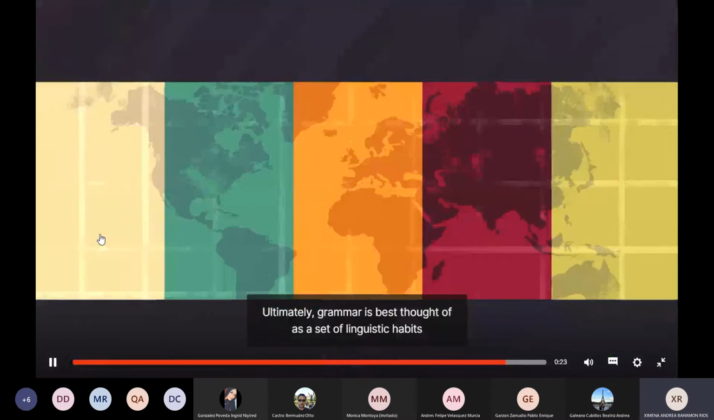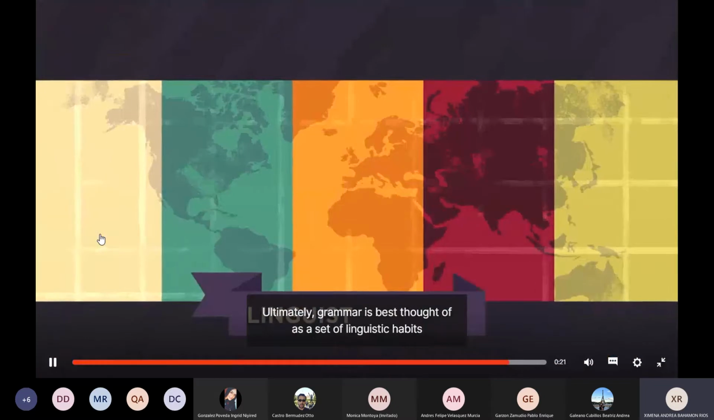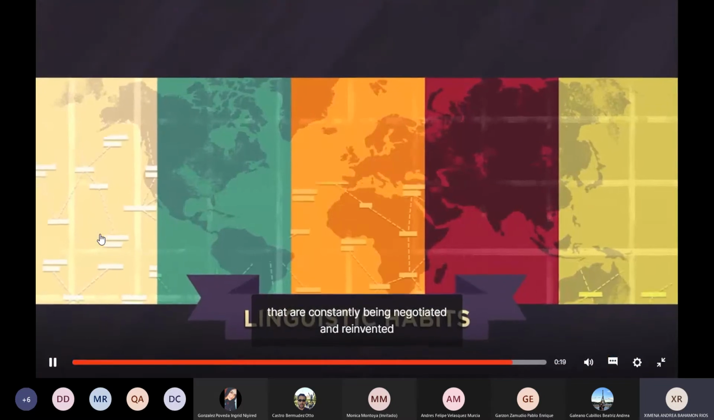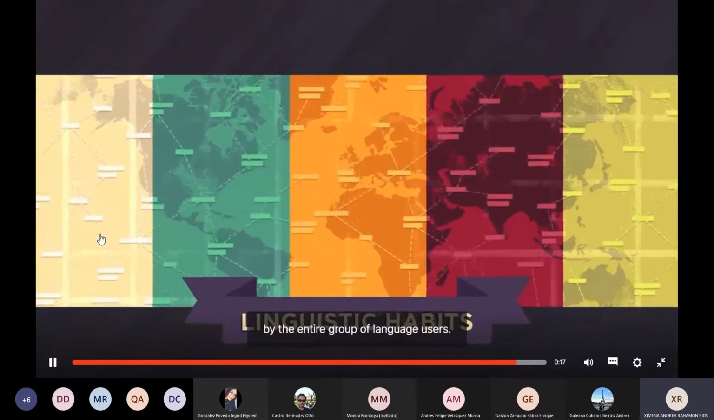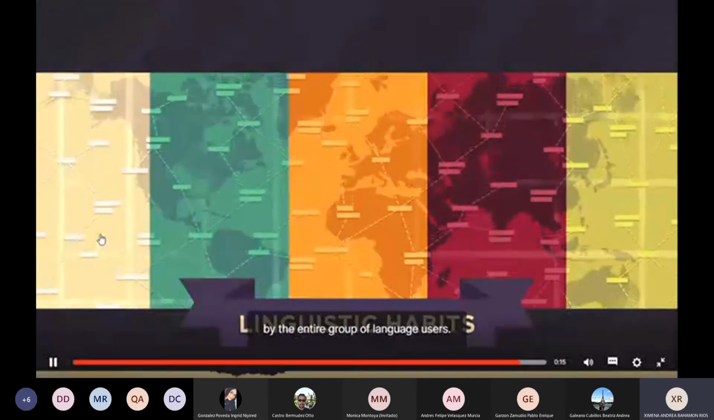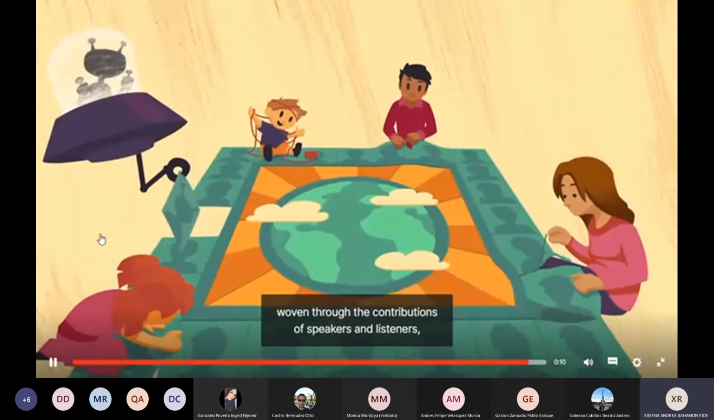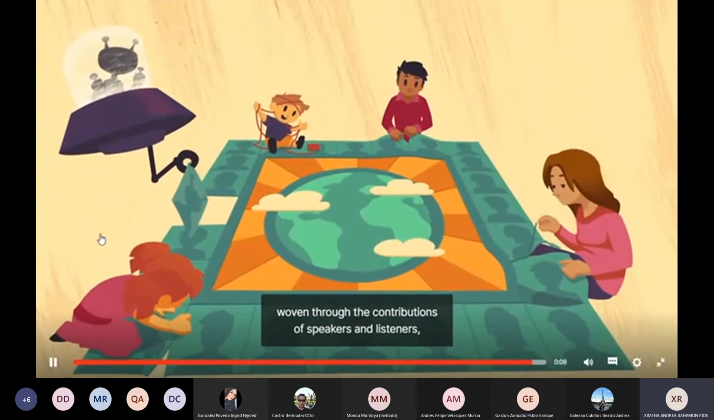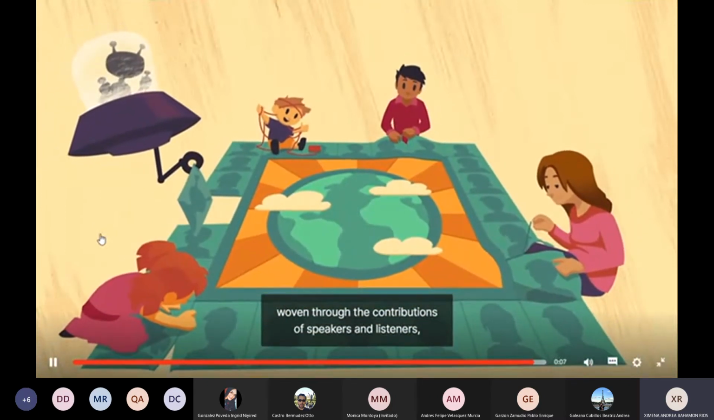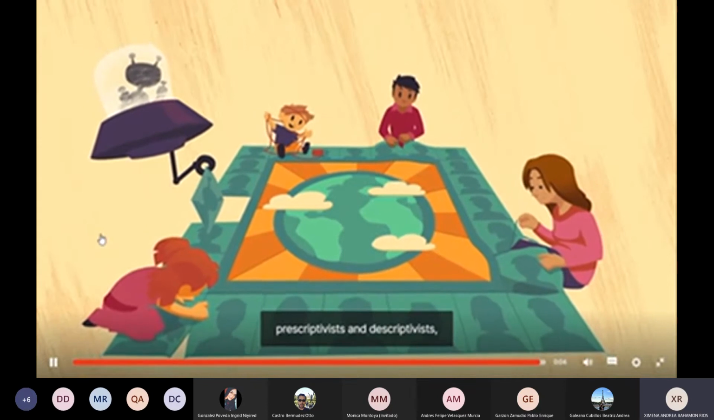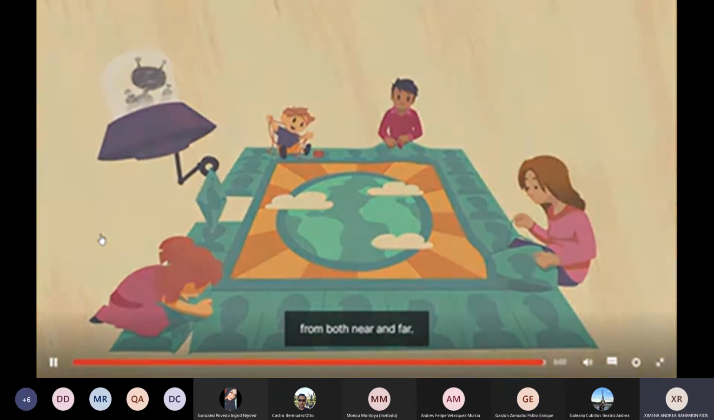Ultimately, grammar is best thought of as a set of linguistic habits that are constantly being negotiated and reinvented by the entire group of language users. Like language itself, it's a wonderful and complex fabric woven through the contributions of speakers and listeners, writers and readers, prescriptivists and descriptivists from both near and far.